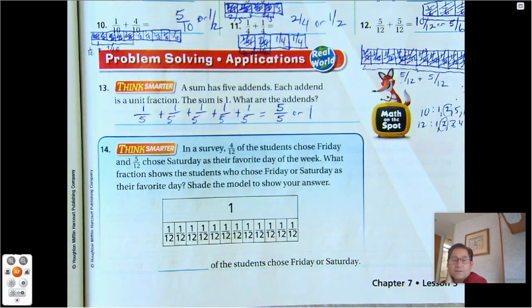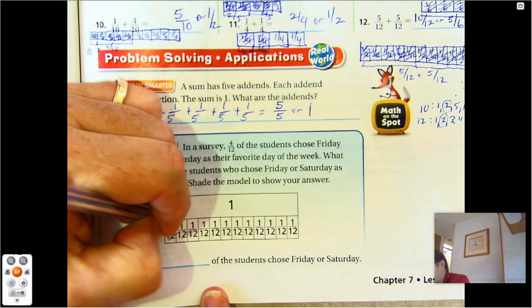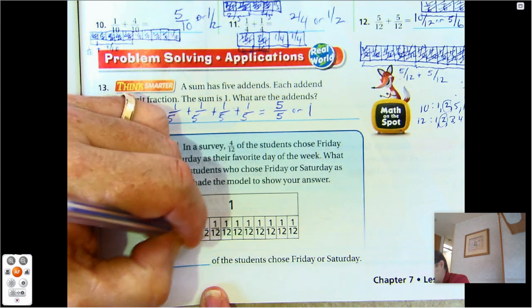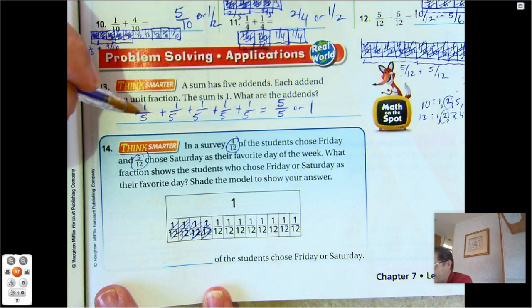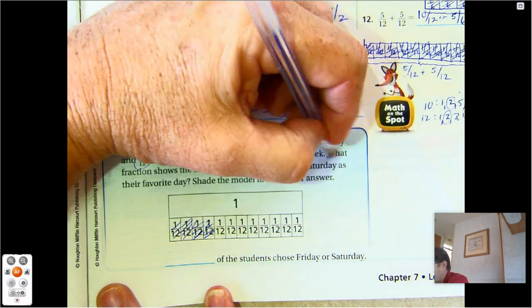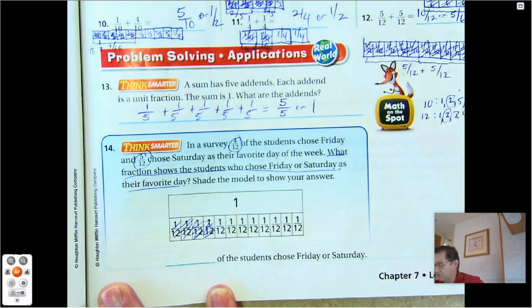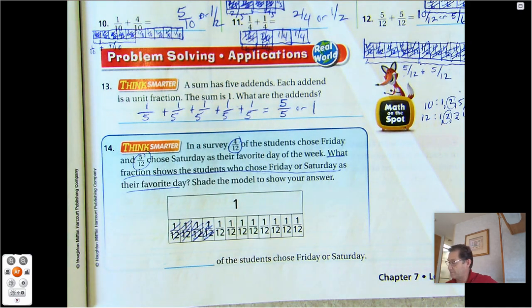In a survey, 4/12 of the students chose Friday and 5/12 chose Saturday as their favorite day of the week. What fraction shows the students who chose Friday or Saturday as their favorite day? Shade the model to show your answer. So we have 4/12 of the students chose Friday, 5/12 chose Saturday. What fraction shows the students who chose Friday or Saturday? So that means we're going to add them together, Friday or Saturday.